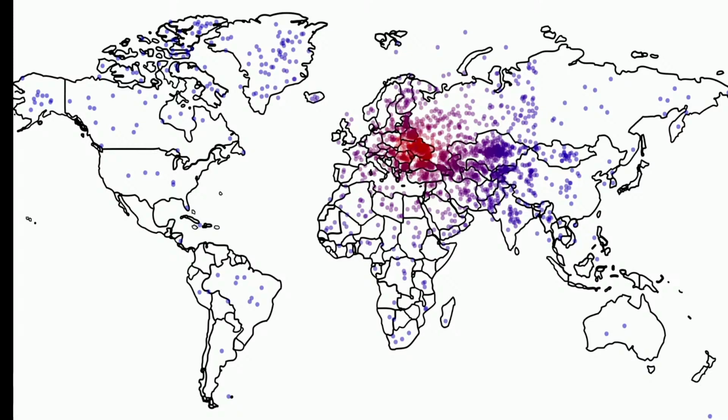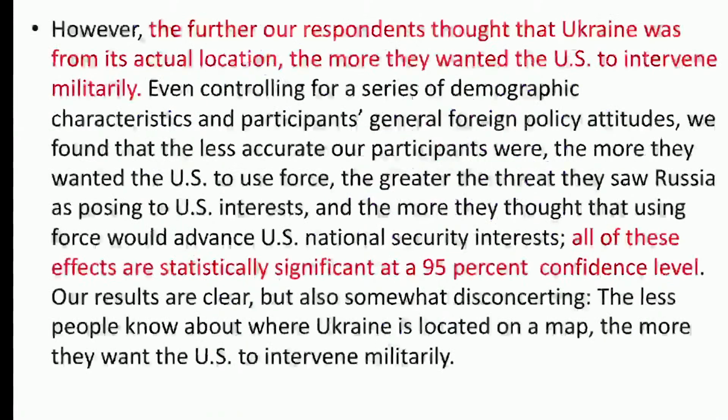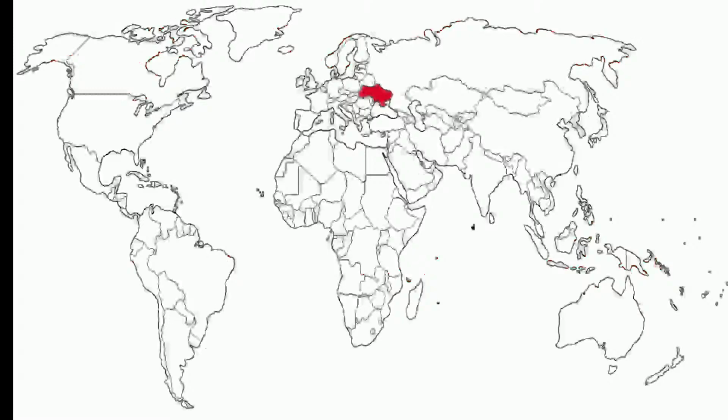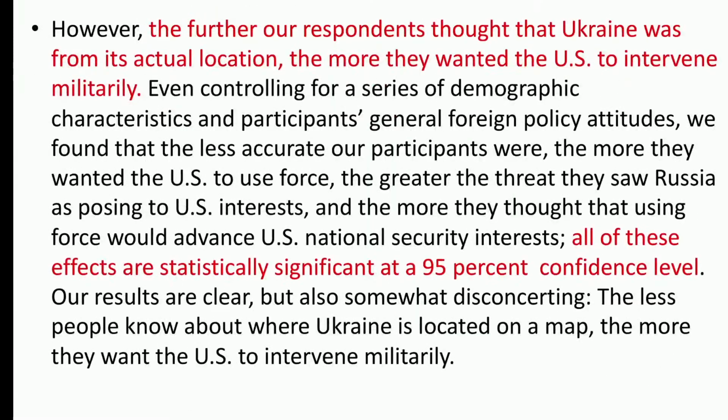But now here's the correlation. Here it is. This is direct from the paper: the further our respondents thought Ukraine was from its actual location, the more they wanted the U.S. to intervene militarily. So if you don't know anything about geography, then apparently you want to. I have that highlighted for my stats students because it's exciting to see "statistically significant" written in a paper. So there it is. If you knew where Ukraine was, you were probably less likely to want to go to war.